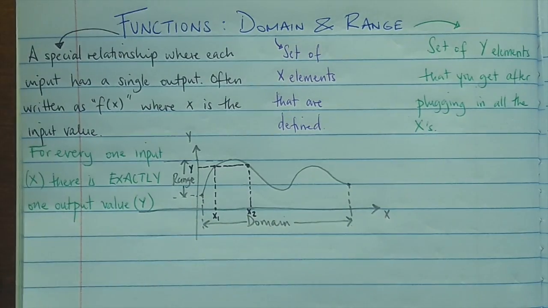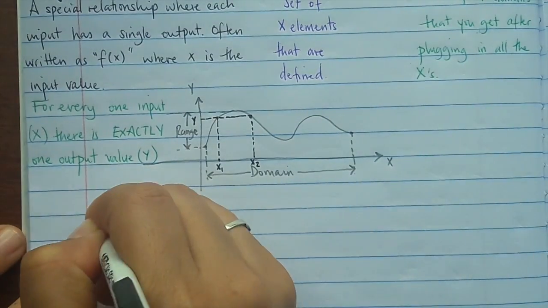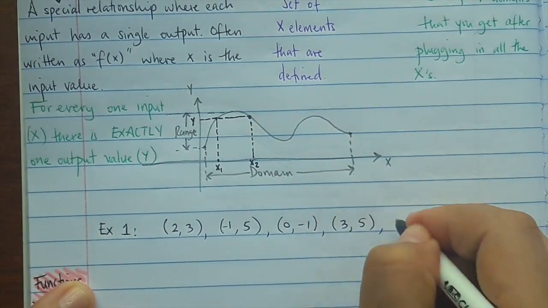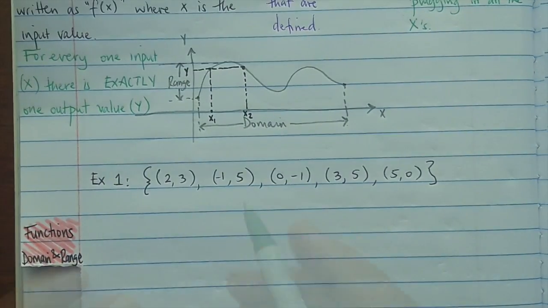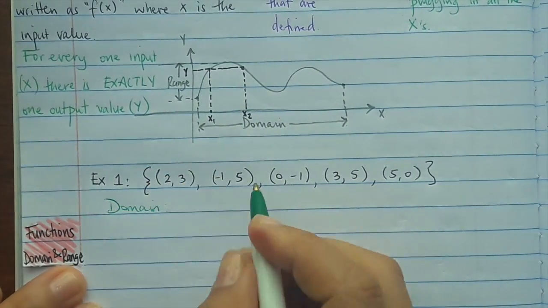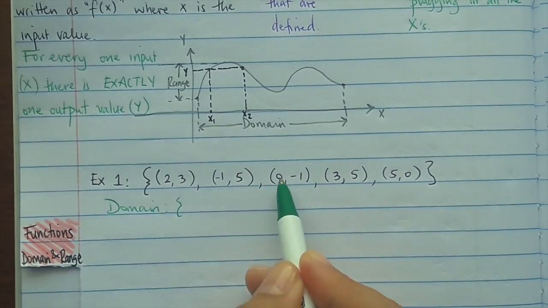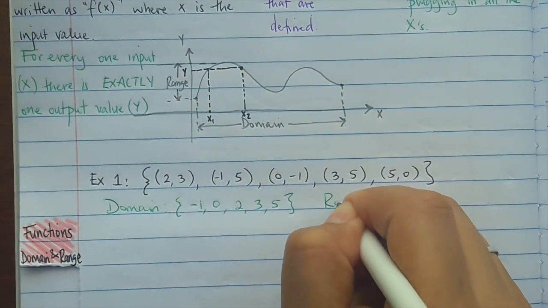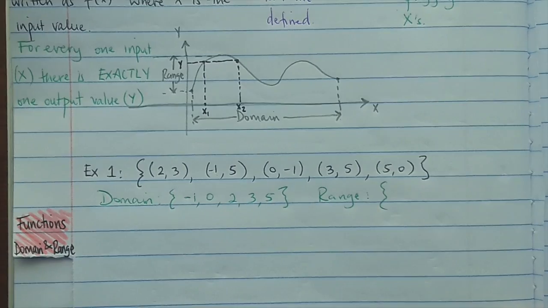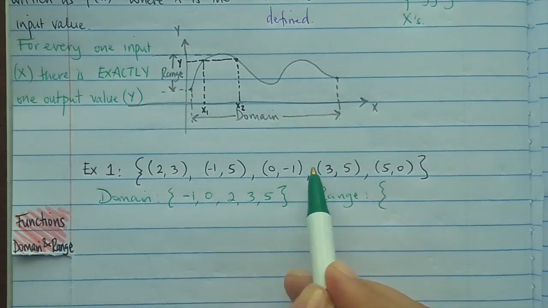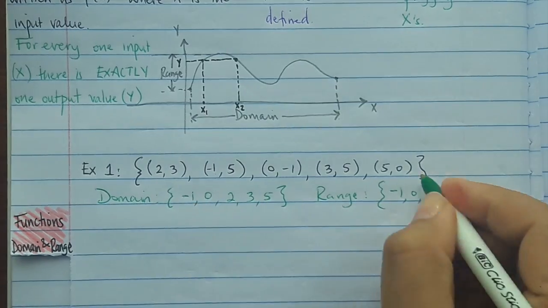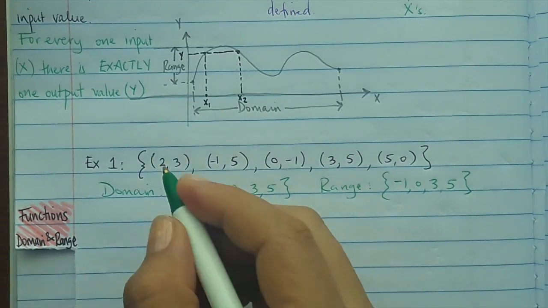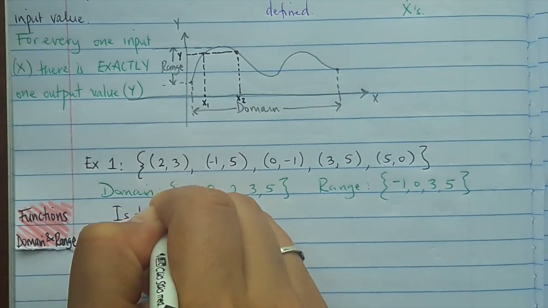Alright, let's take a look at different ways that this question can be asked, because there are plenty of ways. Let's say that you have these relations. Your domain will be all your x values, and I'm just going to put them in order: the smallest is -1, then 0, then 2, 3, and 5. Your range is all your y values, and again I'm going to put them in order just because I'm used to doing it: -1, 0, 3, and 5. You see 5 happens twice, but you still only write it one time. Then my third question is, is this relation a function?